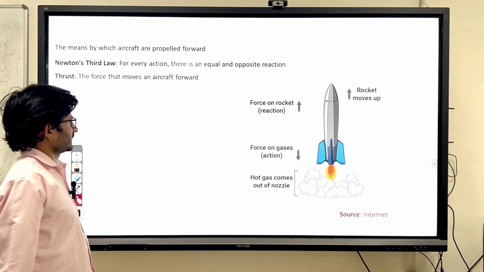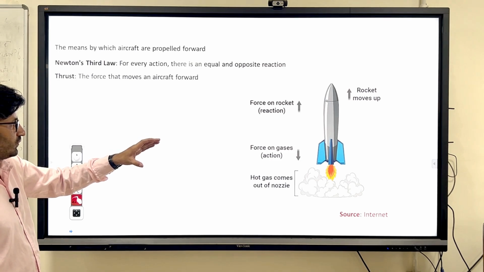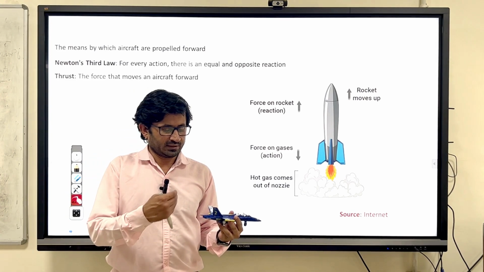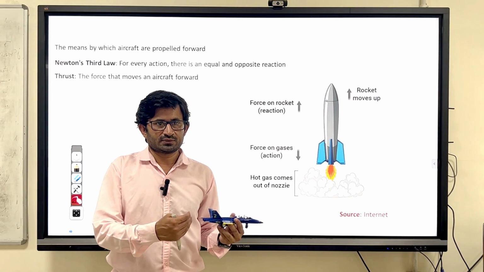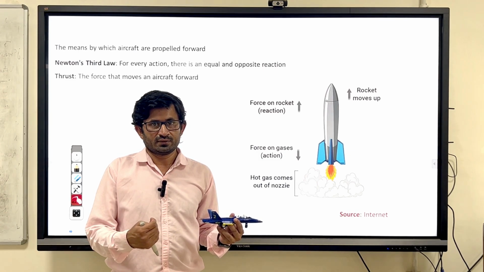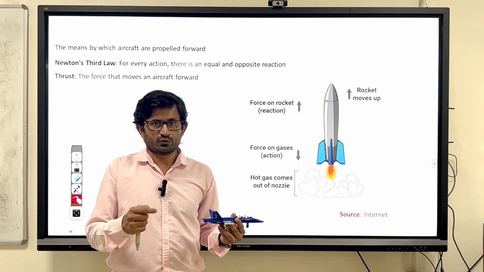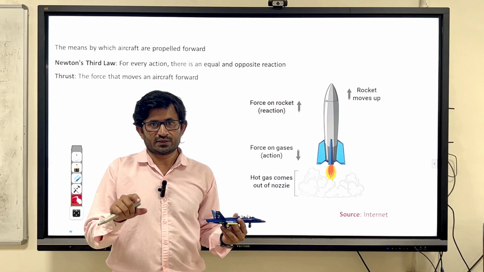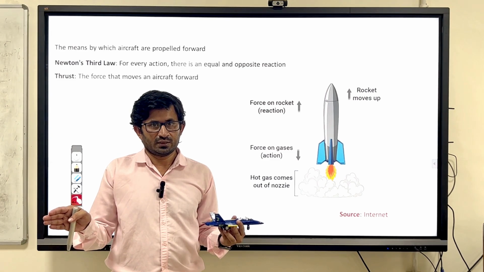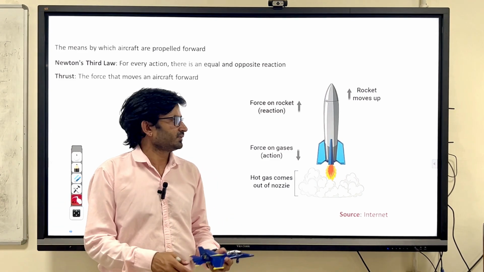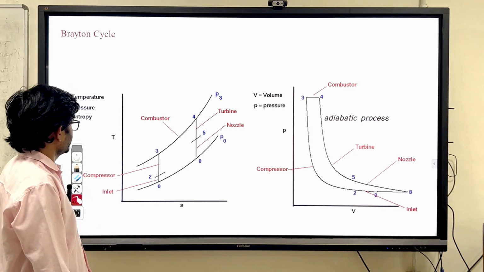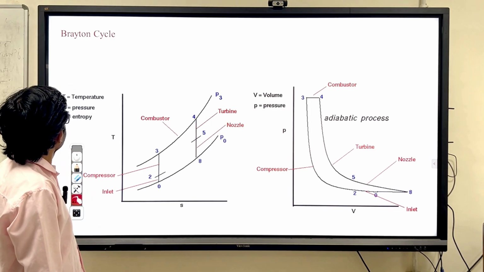That is how your rocket moves upward. And when you have an aircraft, you take the air from the inlet, you compress it, then deliver it to the combustion chamber. Combustion will take place, that will go to the turbine, and then pass through the nozzle, where the velocity will increase and the hot gases will come outside as an action, and you will get the thrust as a reaction. So now you can see what I have derived, right? Change in entropy, how this plays an important role here.